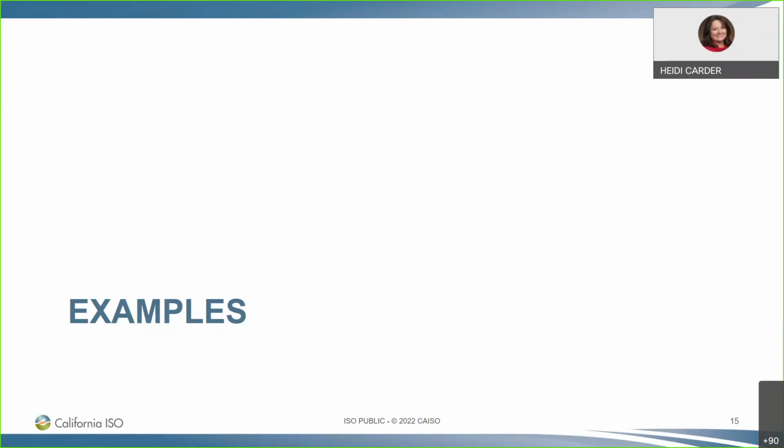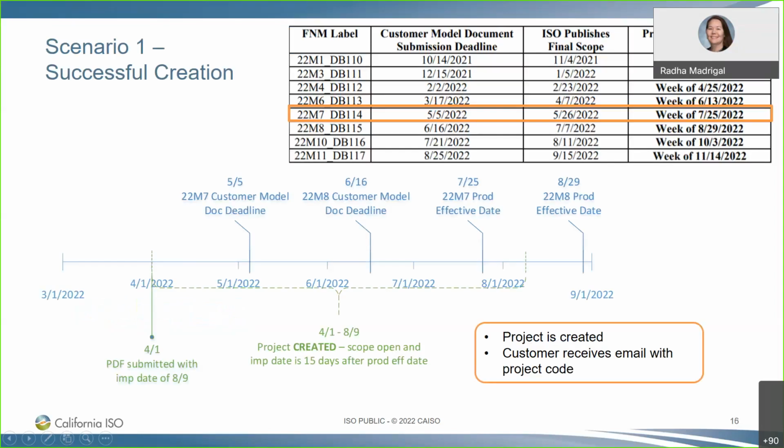All right, let's go into the examples. We've talked about these dates, but in order to wrap your mind around it, we'll go through a couple of scenarios just to make sure that we've got everything set. In this example, we have laid out a successful creation. I've circled the particular full network model build that I'm targeting, which is FNM 22 month 7, so the month of July model build.